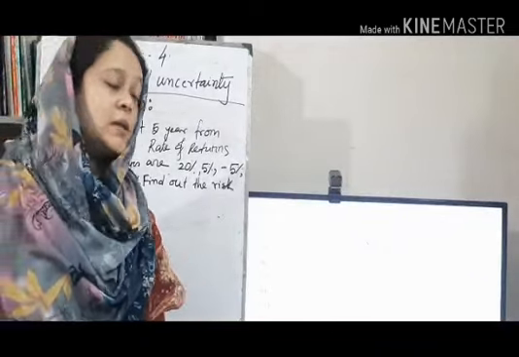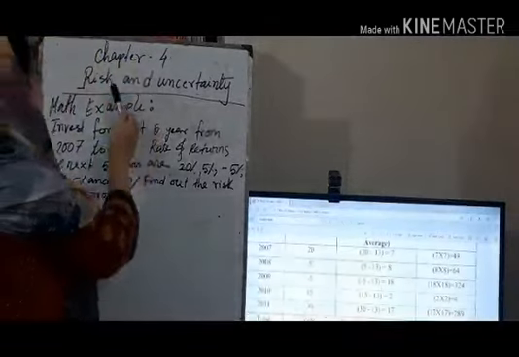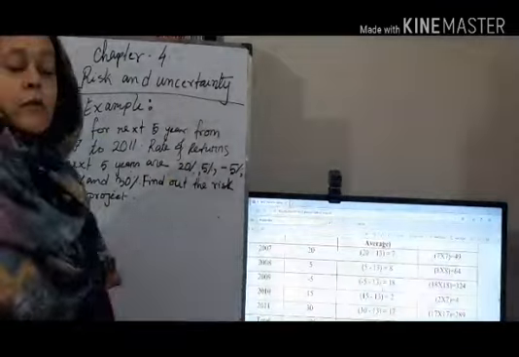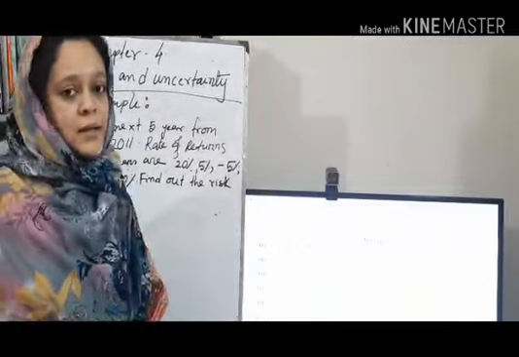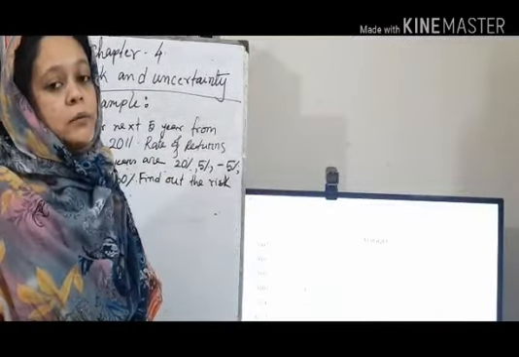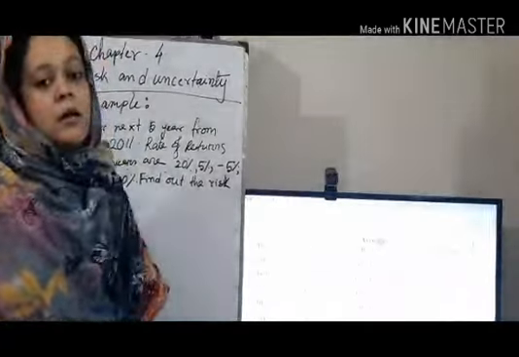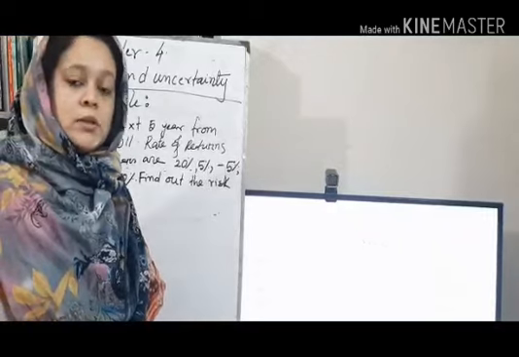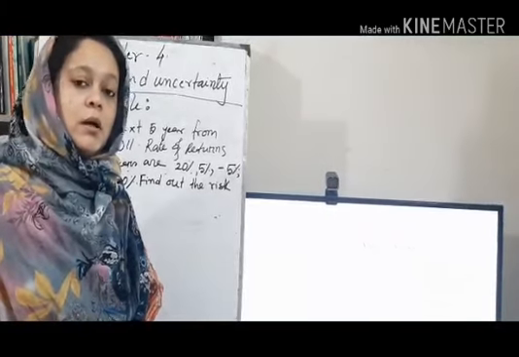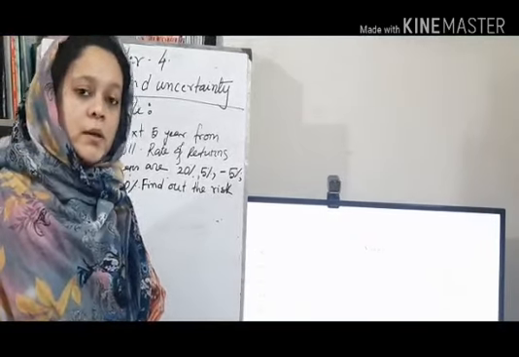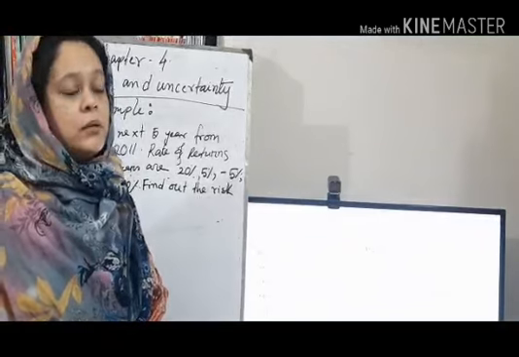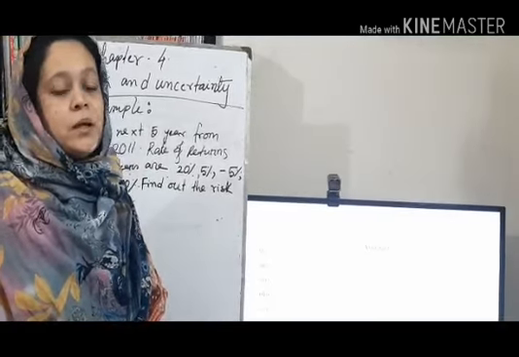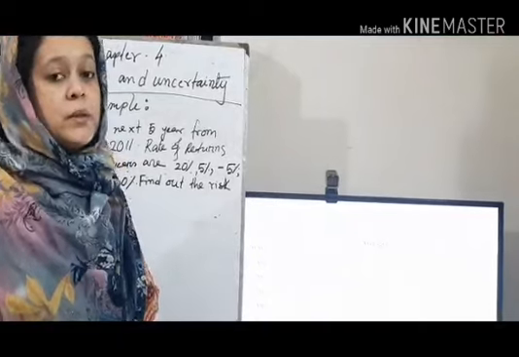Today my topic is Chapter 4, Risks and Uncertainty, of class 9 and 10. Last class I taught you about the measure of risk. How can we measure risk? Already we finished all kinds of theories, how many types of risk and the risk-free rate of return. Now my topic is how to measure the risk.